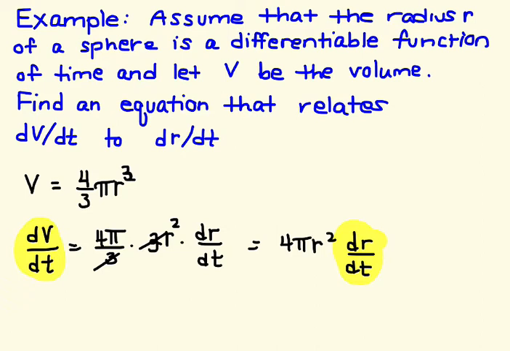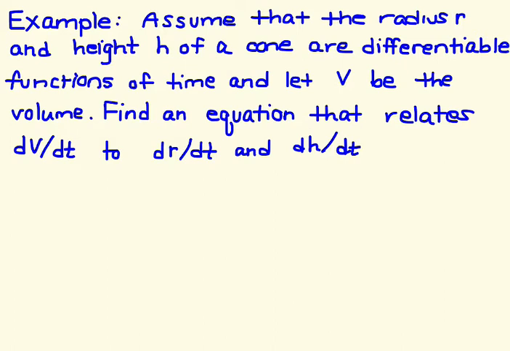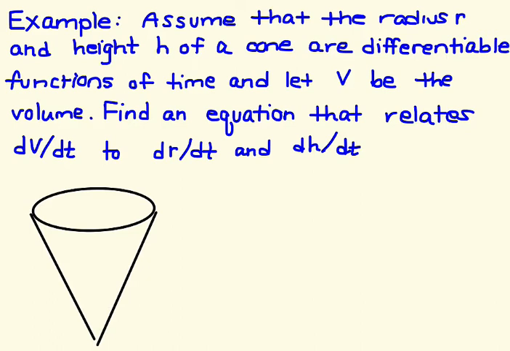Okay, so let's try another one. Assume that the radius and height of a cone are differentiable functions, and let v be the volume. Find an equation that relates the rate of change of the volume, the rate of change of the radius, and the rate of change of the height. And of course, we remember from geometry, who remembers the formula for the volume of a cone? Anybody? What's the volume of a cone?